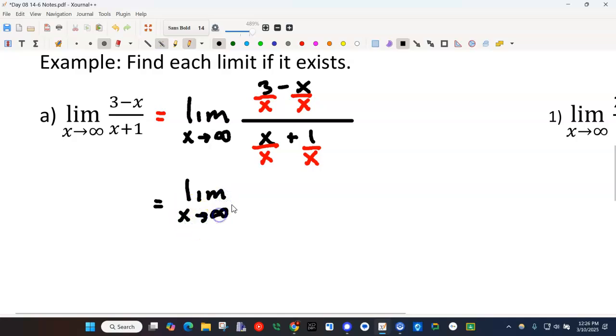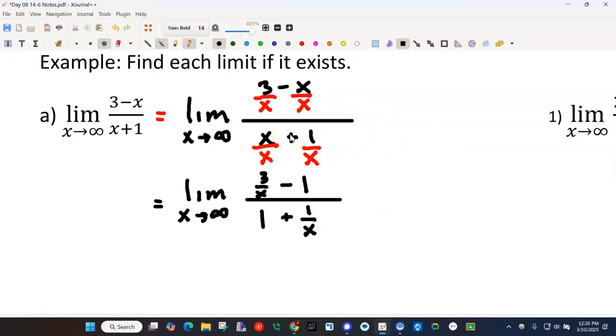Next step is just to simplify all this, whatever you can. And we just simplify these one at a time. So we have 3 over x, which can't be simplified. So I just rewrite 3 over x. And then x over x, of course, equals 1, so minus 1. And do the same thing on the bottom. x divided by x is positive 1. And then 1 over x does not simplify. So this is like the setup for taking the limit.